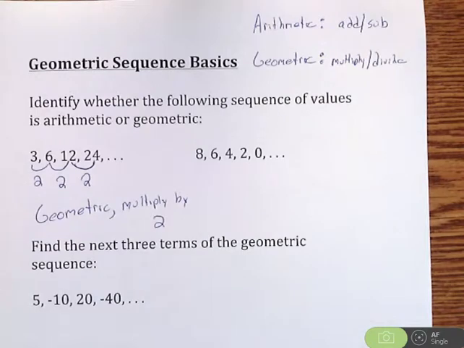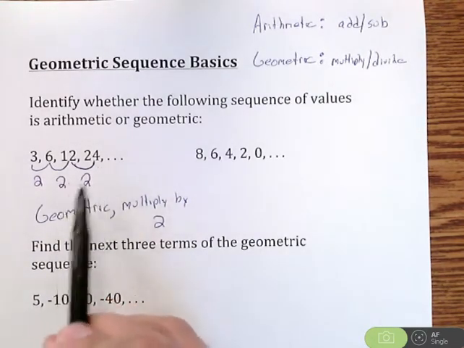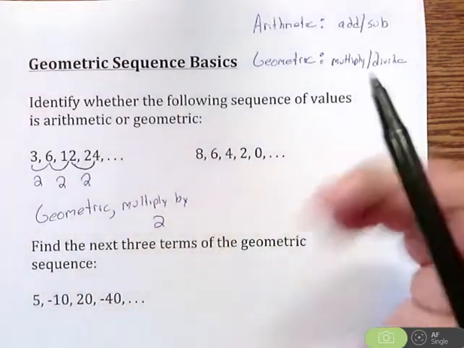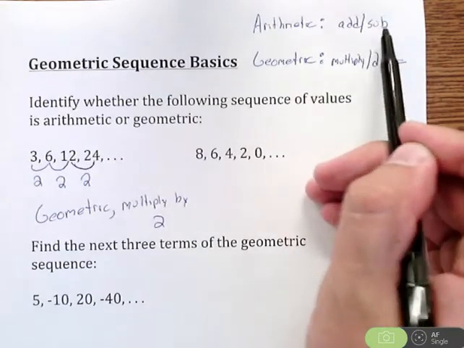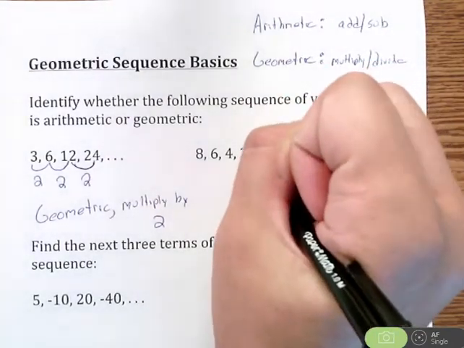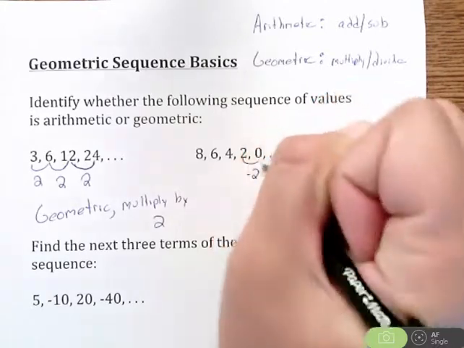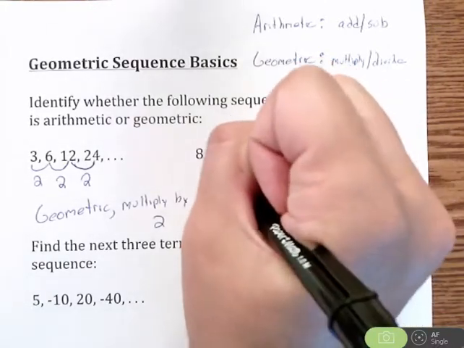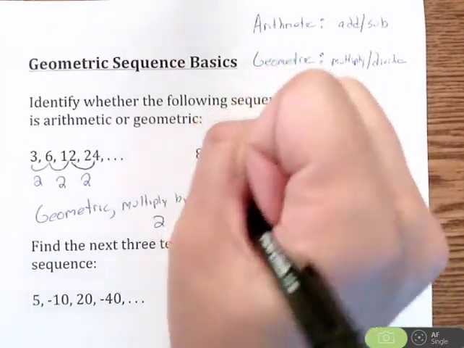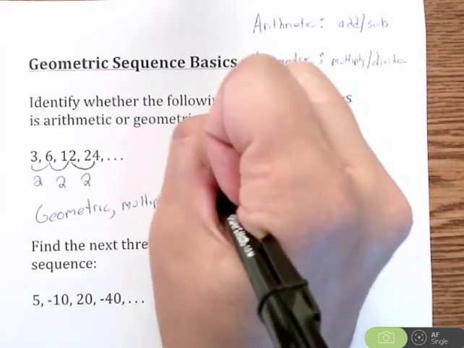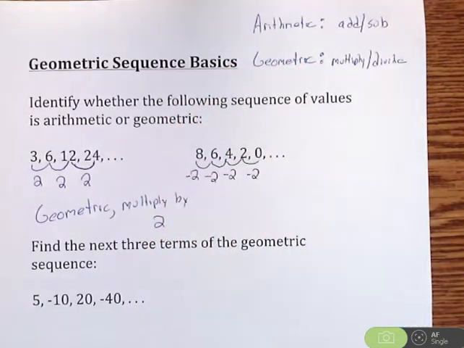Over here I did right divided by left, right divided by left. Since I think this one is arithmetic, let's do right minus left. 0 minus 2 is negative 2. 2 minus 4 is negative 2. 4 minus 6 is negative 2. 6 minus 8 is negative 2.